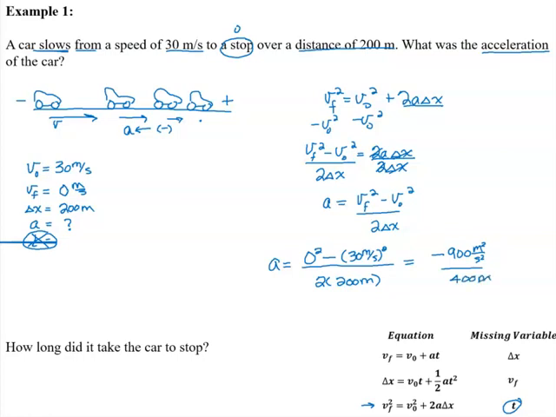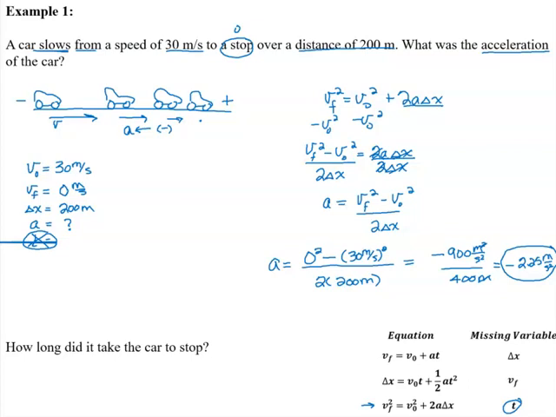So this is going to be negative 900 meters squared per second squared divided by 400 meters. We're going to cancel a meter, and we're going to end up with negative 2.25 meters per second squared. And there's my answer. So my acceleration did come up with a negative number, or a negative sign, just like I predicted here in my picture.